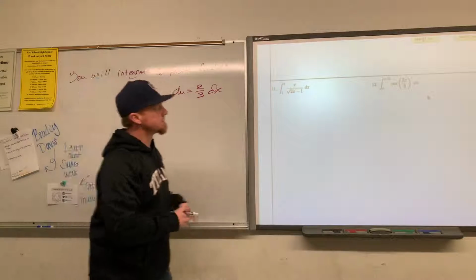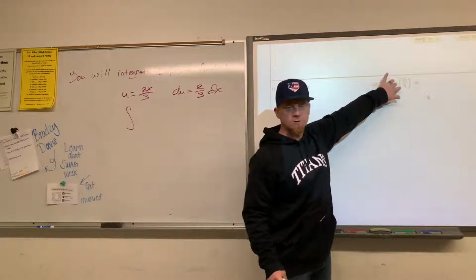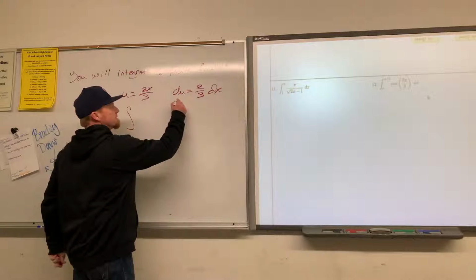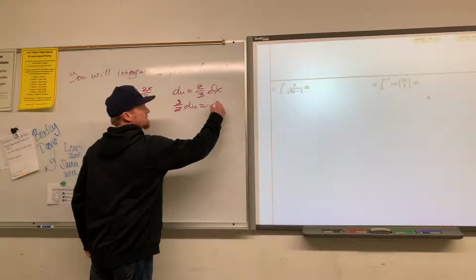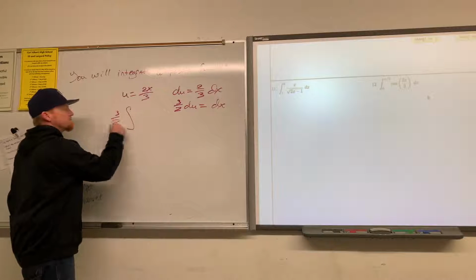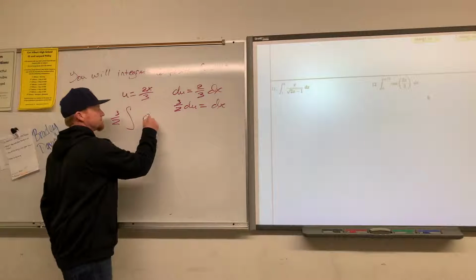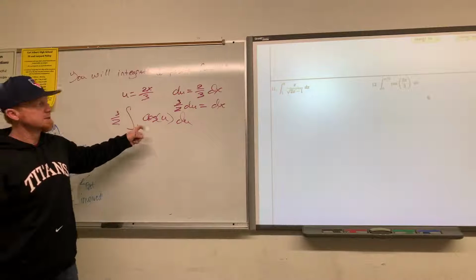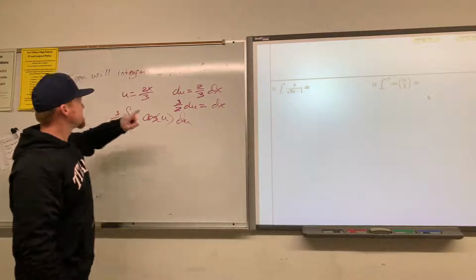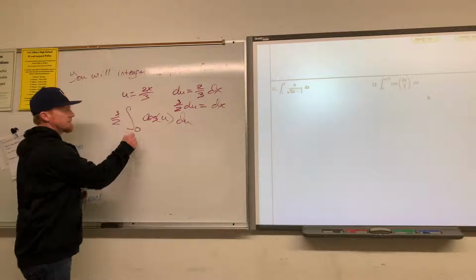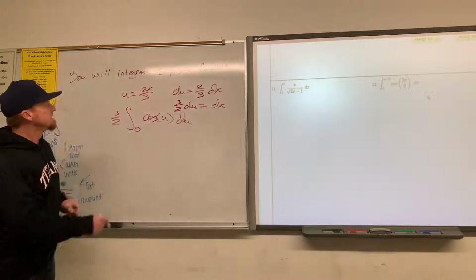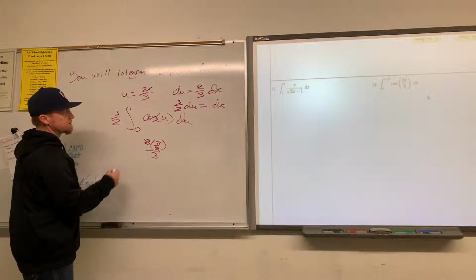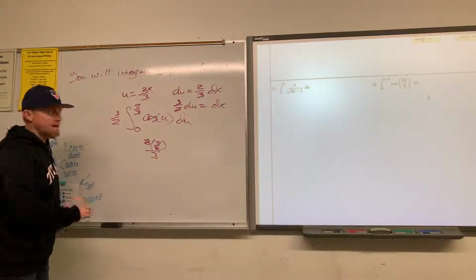All right. So there is no 2/3 in here, so I need to move that. So I need to multiply by the 3 and divide by the 2. So 3/2 du equals dx. So 3/2 is out here. I got cosine u in here, and then I need my u limits. So my x limits are 0 and pi over 2. I plug in 0, gives me 0. I plug in pi over 2, so that's going to be 2 times pi over 2 over 3. So the 2's cancel. I end up with pi over 3 there.